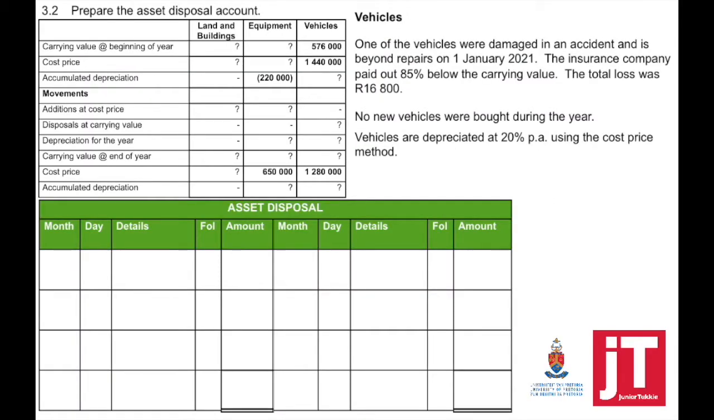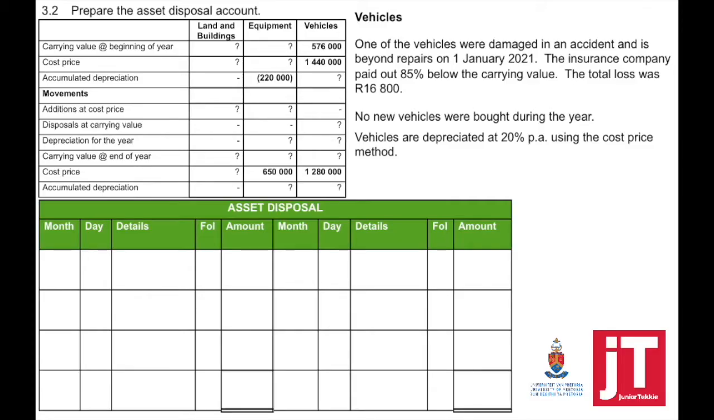Looking at activity 2, we need to prepare the asset disposal account. Now, if we go through the information, one of the vehicles was damaged in an accident and is beyond repair on the 1st of January 2021. The insurance company paid out 85% below the carrying value, and the total loss was $16,800. No vehicles were bought during the year, and vehicles are depreciated at 20% per annum using the cost price method.